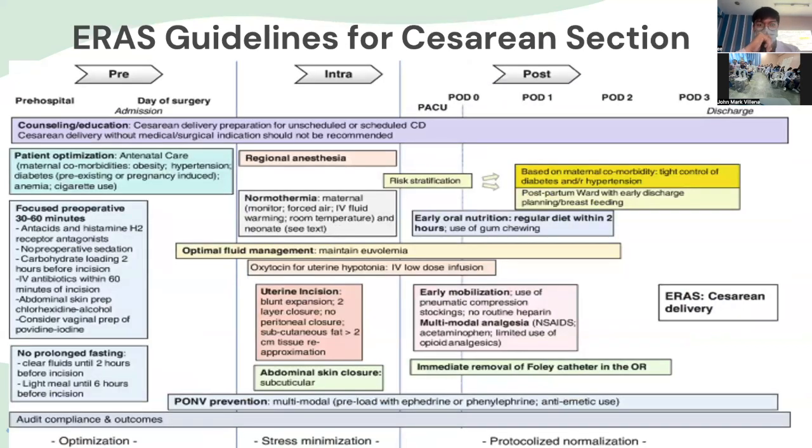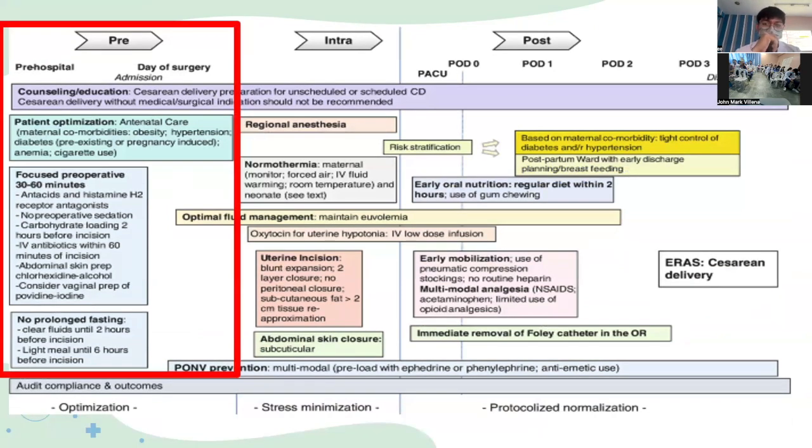So we have the ERAS guidelines for OB patients for cesarean section. They call this the ERAC, or the Enhanced Recovery After Cesarean Delivery. So this is quite different from ERAS of the abdominal surgery. In the ERAC guidelines, there's a total of 5 preoperative ERAC elements that were identified.